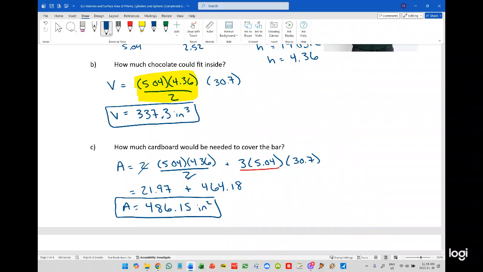And again, a little bit fictitious because in real life there's going to need to be a little extra cardboard, so basically parts that you have to fold and glue and all that stuff. But the actual surface area of this thing is 486.15 inches squared.